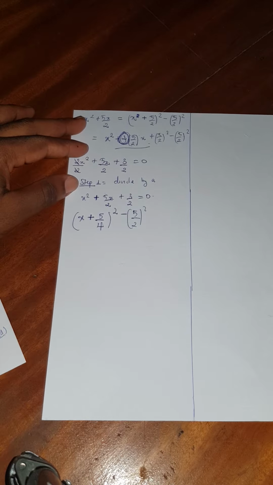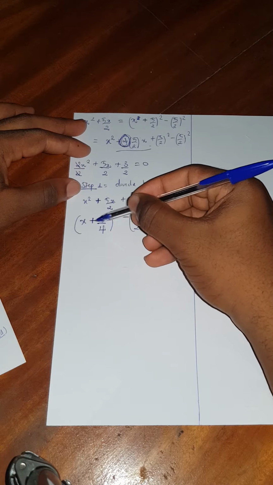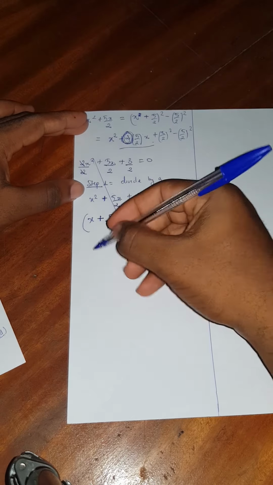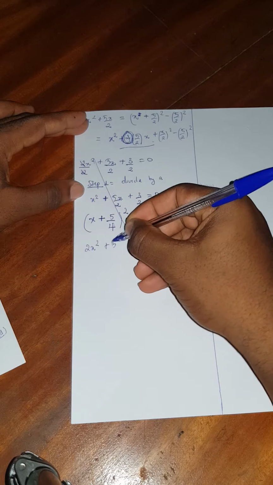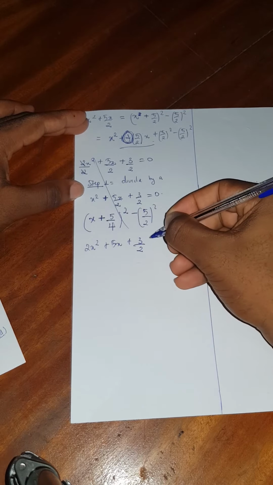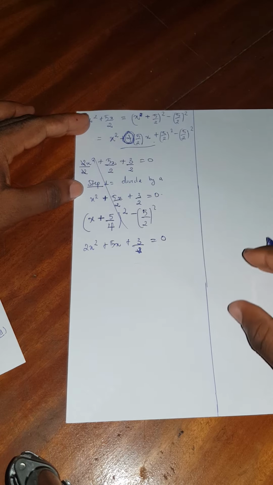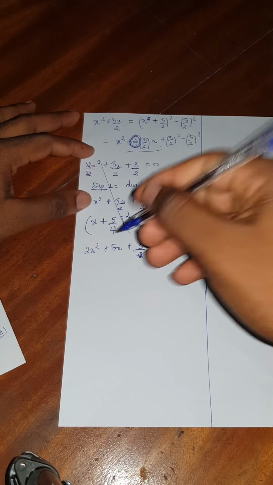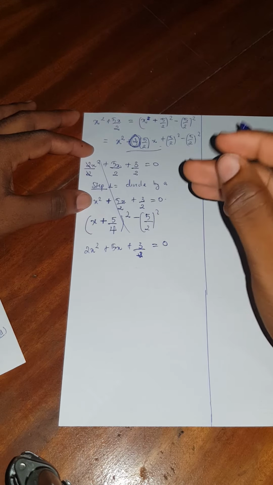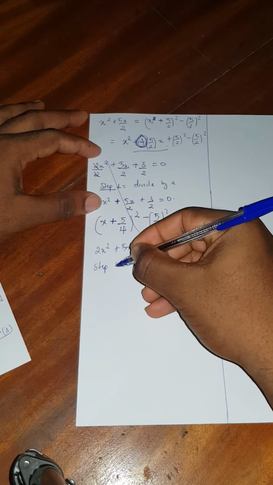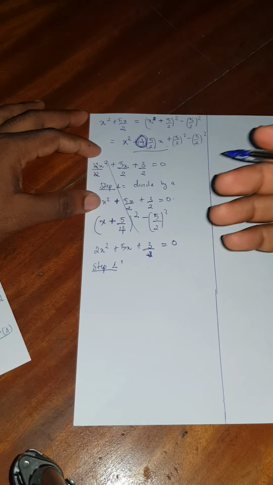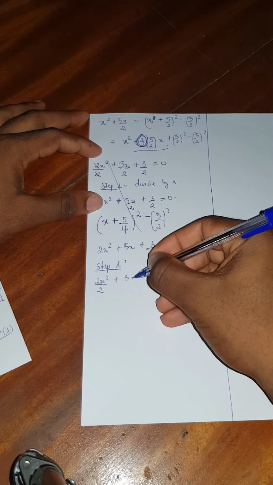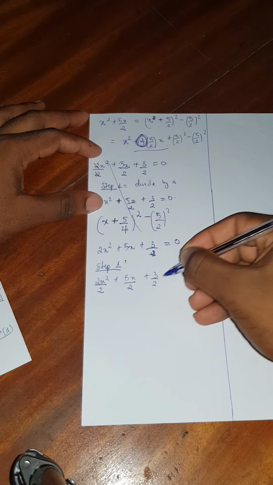Continuing with completing the square, we have x plus 4, x plus 5 all over 4. So we can start back by having the equation 2x squared plus 5x plus 3 all over 2 equals to 0. In this quadratic equation, for us to complete the square, step 1 will be to divide all the sides by a. So I'm going to have 2x squared all over 2 plus 5x all over 2 plus 3 all over 2 equals to 0.